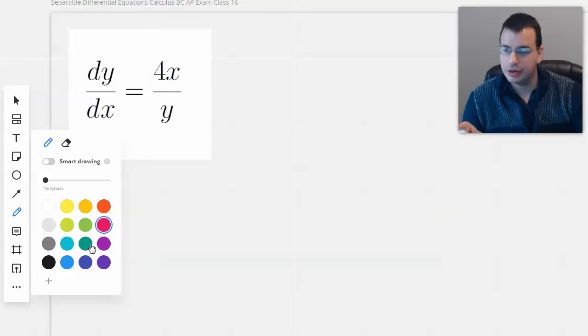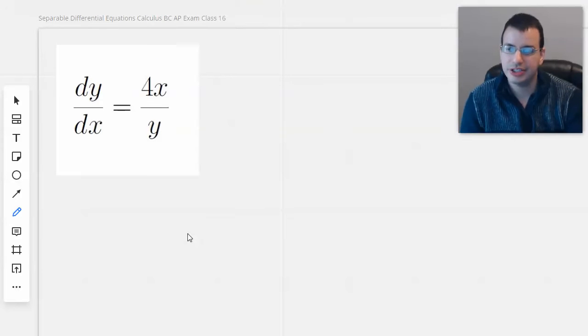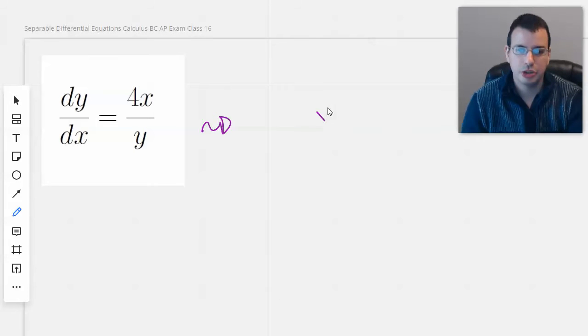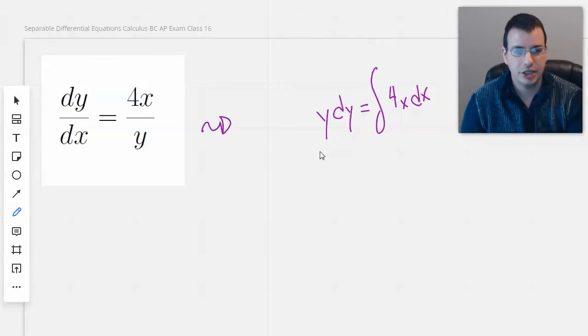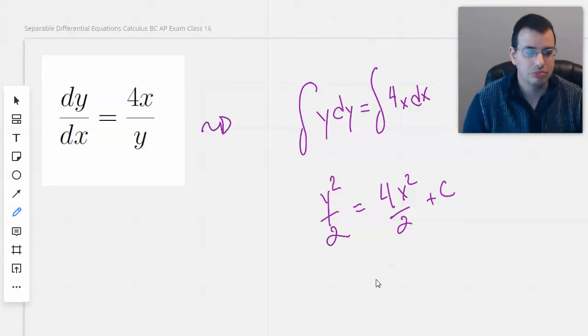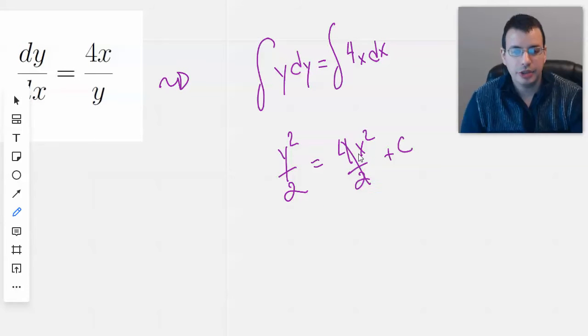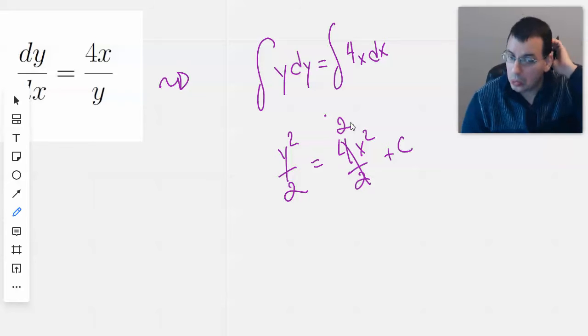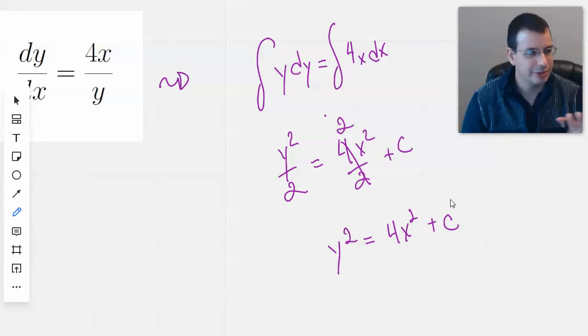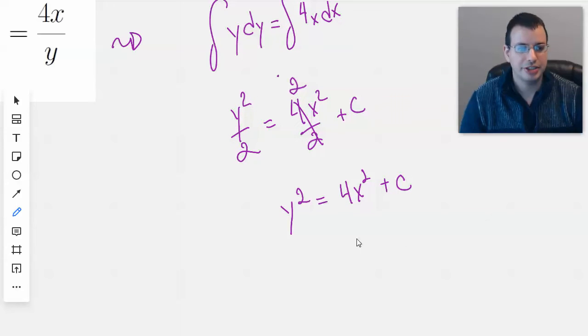So same concept here. This one looks a little bit easier, and it is pretty straightforward. So we have y dy equals 4x dx. Integrate: y squared over 2 equals 4x squared over 2 plus c. That'll be 2. Okay. y squared equals 4x squared plus c. It's really 2c, but I'm going to just round that to c.